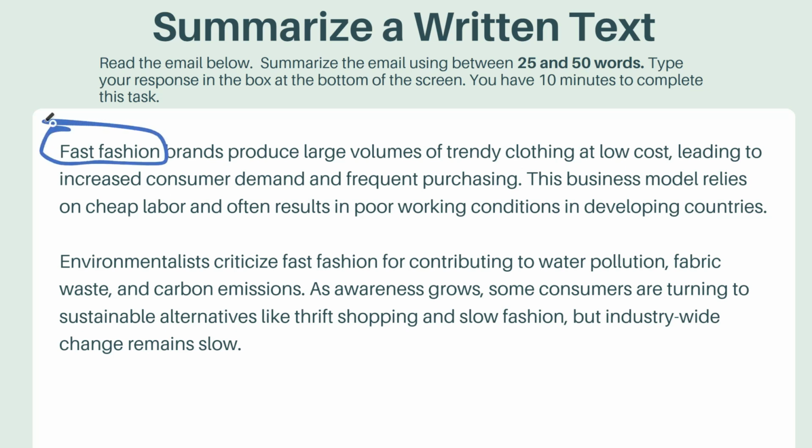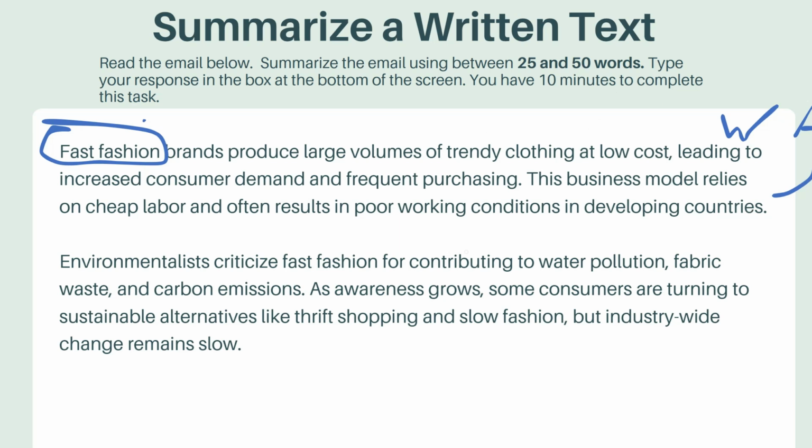Very quickly, I already know that fast fashion is the who, that is the subject. Fast fashion is doing something about trendy clothes, increased consumer demands, frequent purchasing, cheap labor. So it is increasing consumption. Consumption is going up. Fast fashion is making consumption go up, and this is not a good thing. So this is the who, this is the what in this paragraph. That'll be sentence number 1.